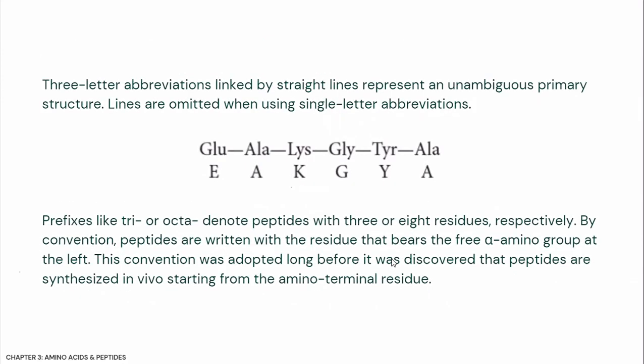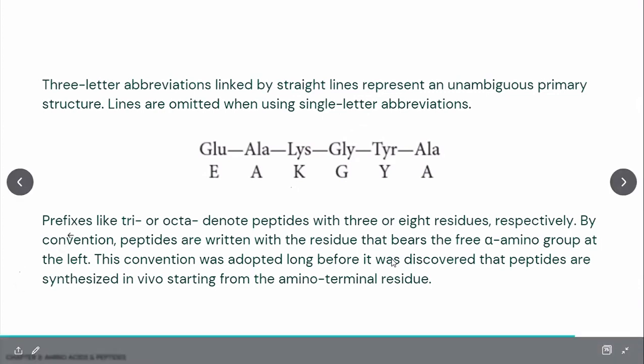Okay, so here is the use of those three-letter abbreviations. Glutamate or glutamic acid, alanine, lysine, glycine, tyrosine, alanine. And they are represented by the single letter. If you go back to the table of amino acids, you have there the three-letter symbol and the single-letter symbol.